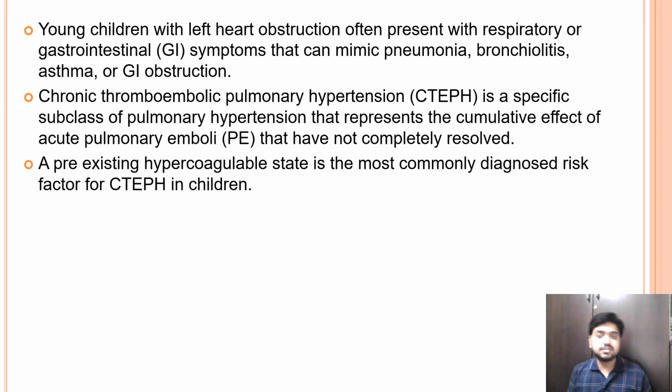Then another emergency situation is chronic thromboembolic pulmonary hypertension. It is a specific subclass of pulmonary hypertension that represents the cumulative effect of acute pulmonary emboli that have not completely resolved. So suppose a child may have some hypercoagulability disease and lands up with pulmonary embolization, and because of that, backward pulmonary hypertension develops, and they may develop the thromboembolic pulmonary hypertension phenomenon. For this, a pre-existing hypercoagulable state is most commonly diagnosed.